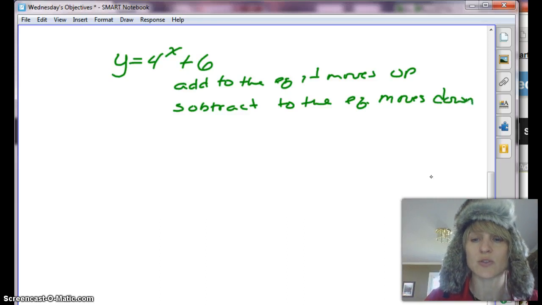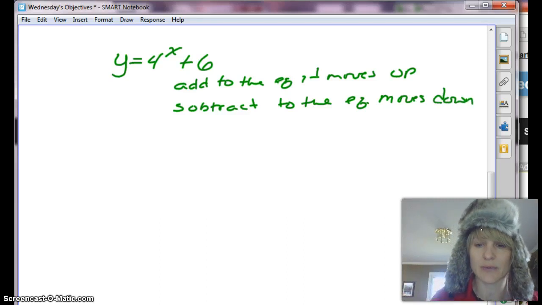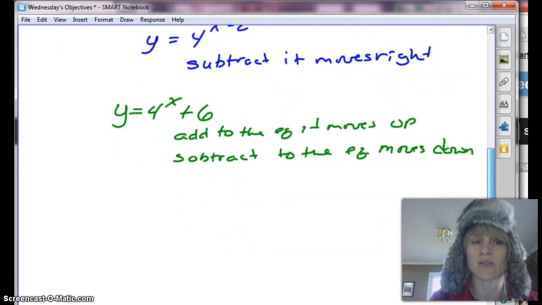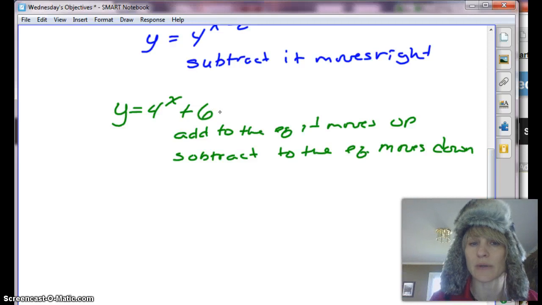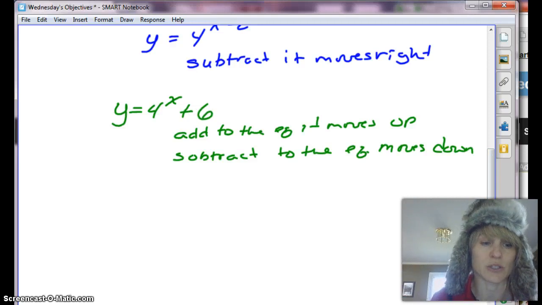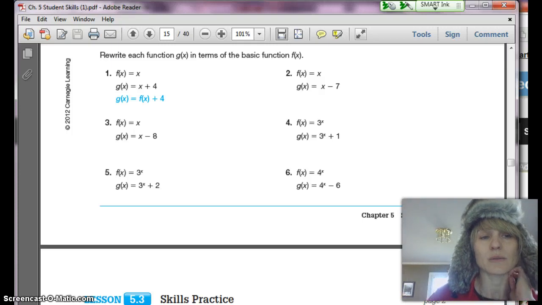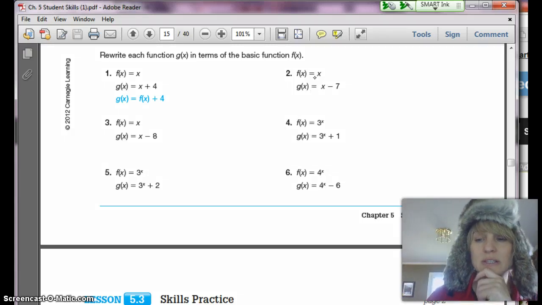So left and right is tricky. Left and right does the opposite of what you'd think. When you minus, it goes right, and when you add, it goes left. But when you're moving it up and down, it does what you think it would do. So let's look at this example here. We want to write this and look at what it's doing here, okay? So if my parent equation is x, and I did x minus 7, what would happen to the graph?